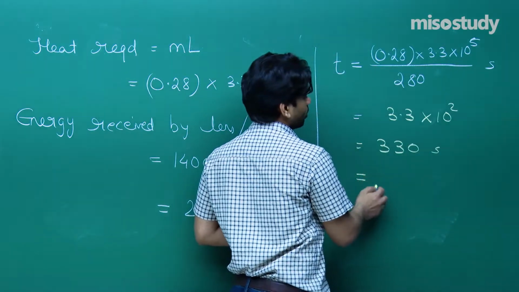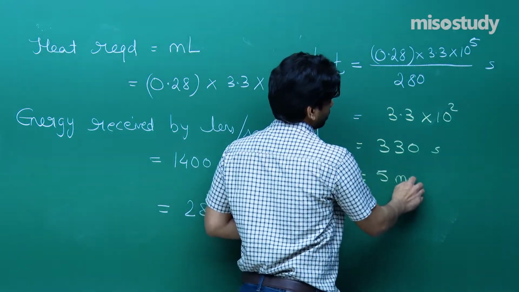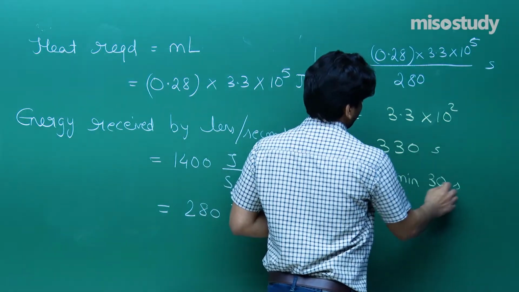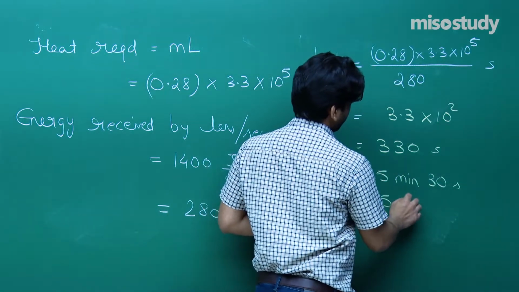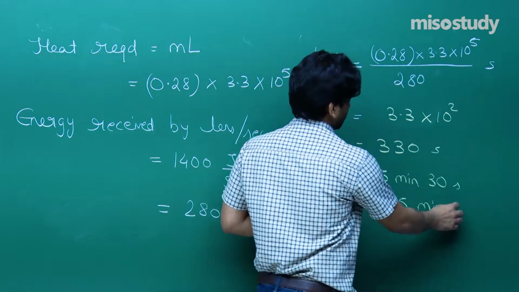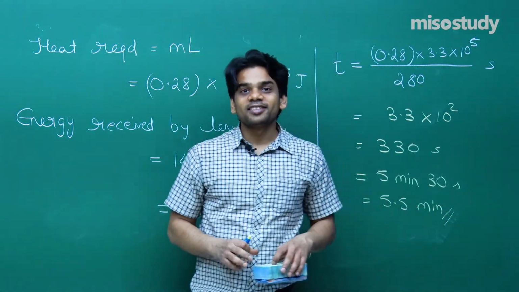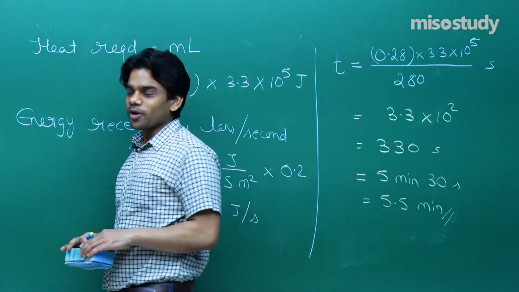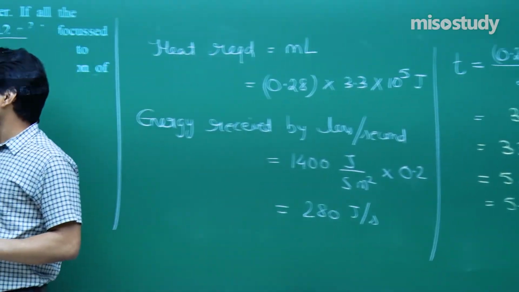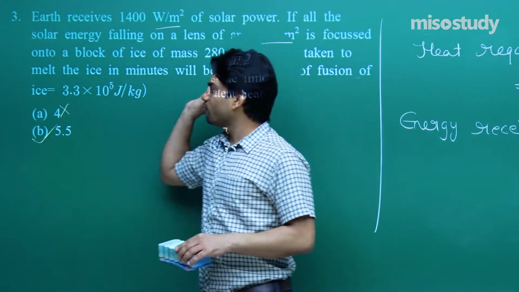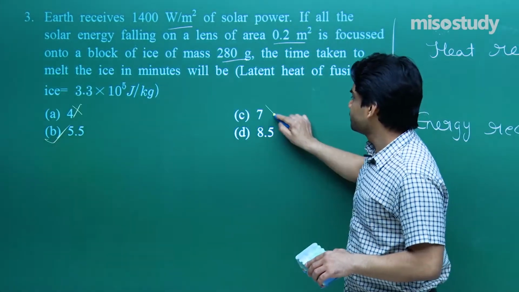So in minutes it will be how much? 5 minutes 30 seconds, or we can write 5.5 minutes. So 5.5 minutes will be the answer, because 5 minutes 30 seconds can be expressed as 5.5 minutes. Option number B, 5.5 minutes. That's the right answer.